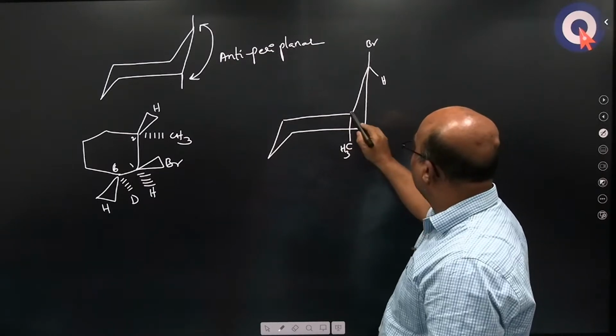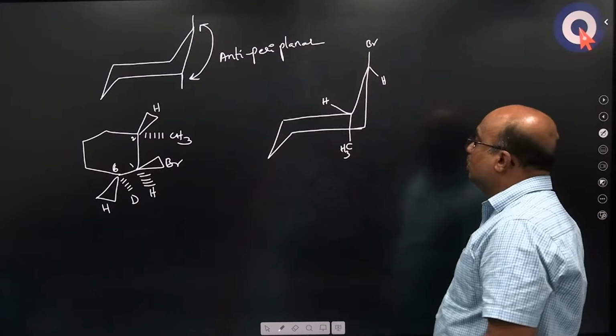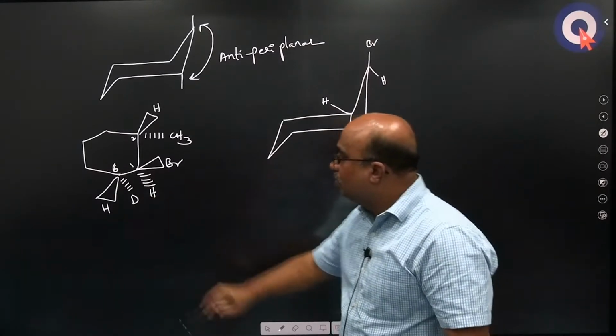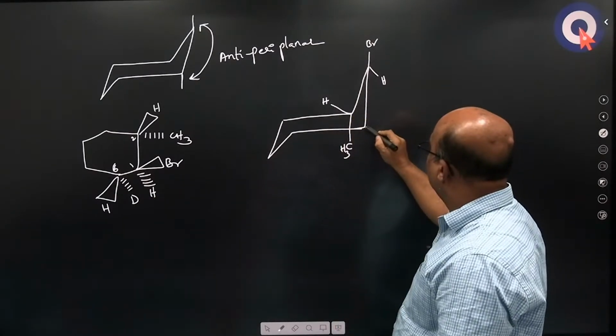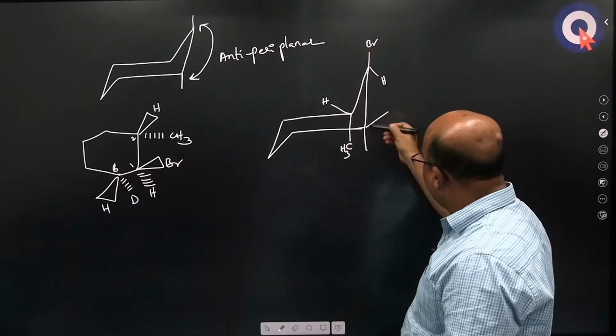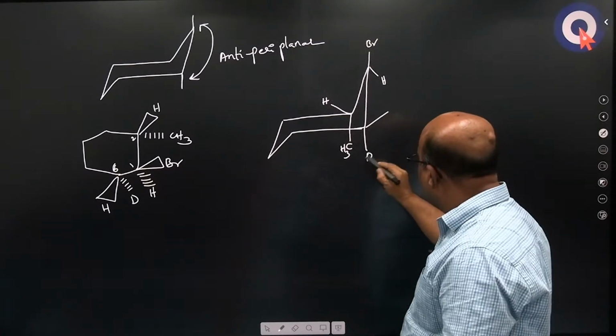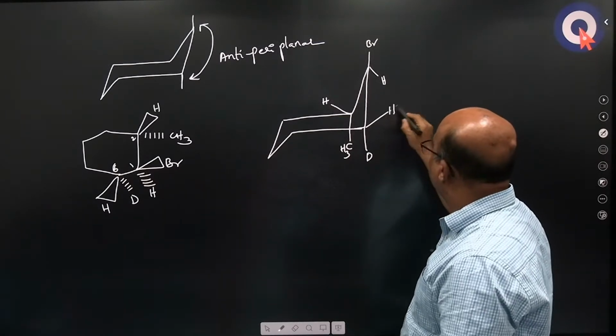Then equatorial is hydrogen. And at this, what is now? We have hydrogen, and the axial and equatorial bonds like this. But the axial bond is below. So what is below here? D. What is above? Hydrogen.